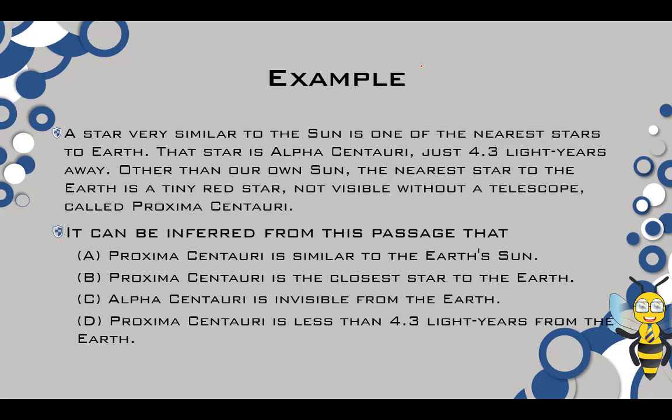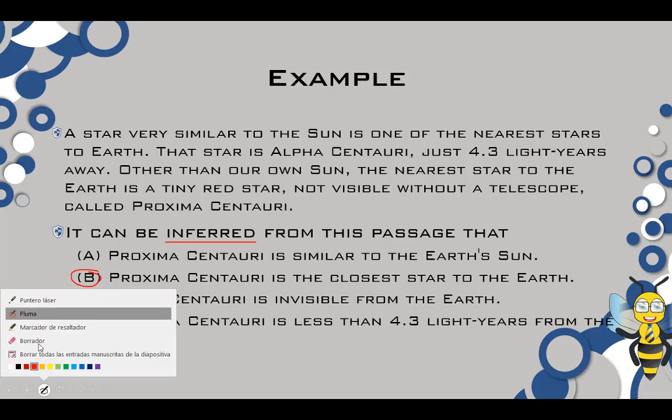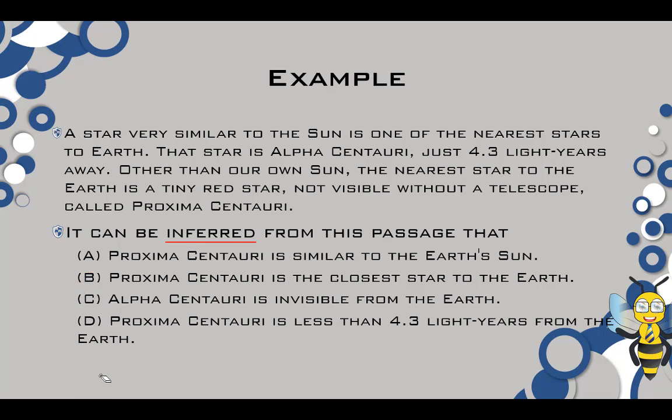Proxima Centauri is the closest star to the Earth. So you think it's letter B? Well, that's your answer? No, you said that it's not the inferred, right? Yes, inferred. Alpha Centauri is invisible from the Earth. That's your answer? Yes, very good. Yes, it's correct.